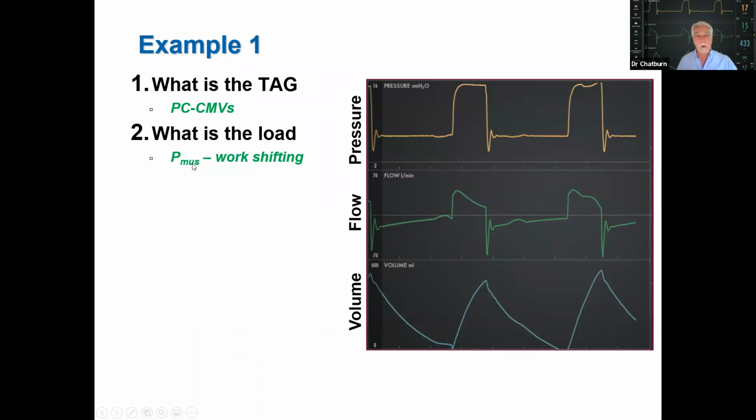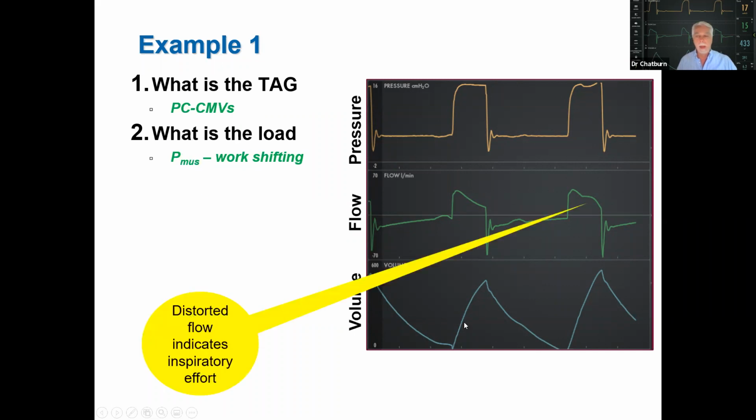What's the load? We say there's work shifting because there's evidence of PMUS. How do you know that? Well, this breath is passive, but in this breath, the patient is making an active inspiratory effort. How do you know? Because this is what happens if the patient doesn't do anything. And if the patient adds pressure to the left-hand side of the equation of motion, then you're going to get more flow and volume on the right-hand side of the equation. You see more flow because flow is distorted in the positive direction, and you see more volume because you get a higher tidal volume.